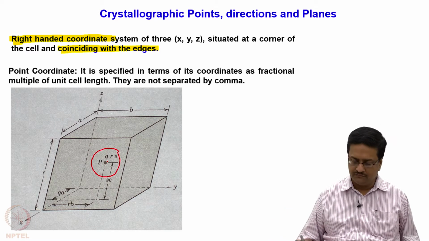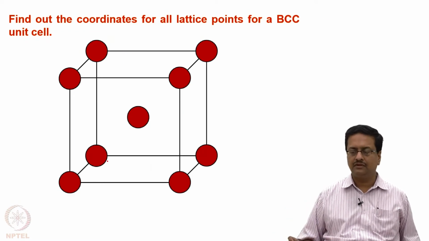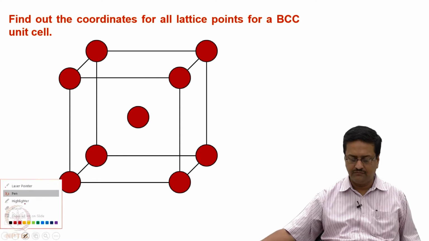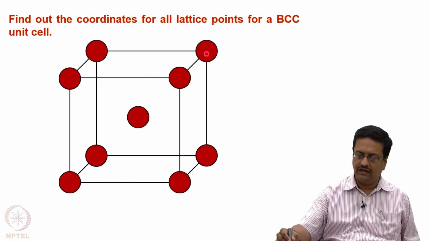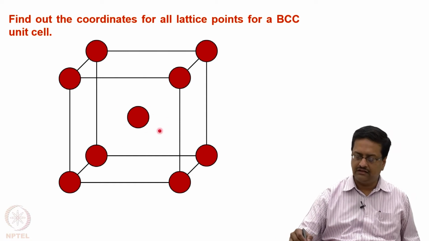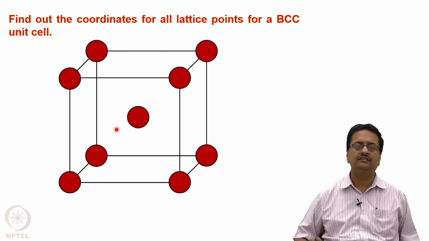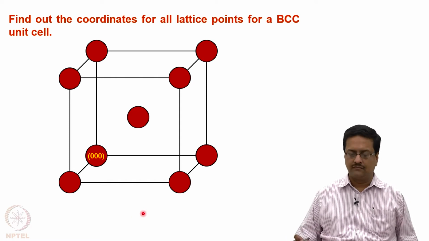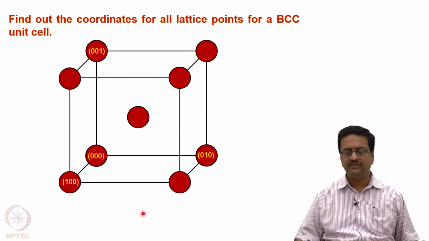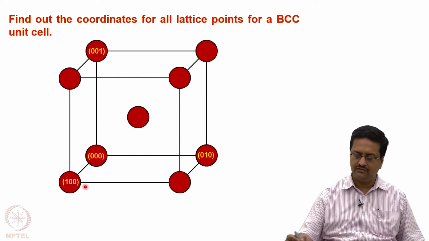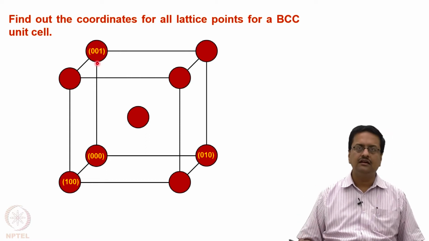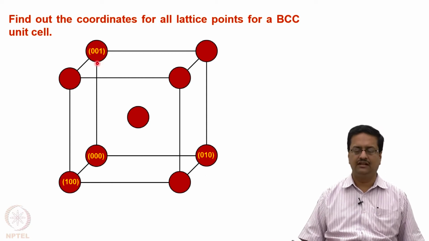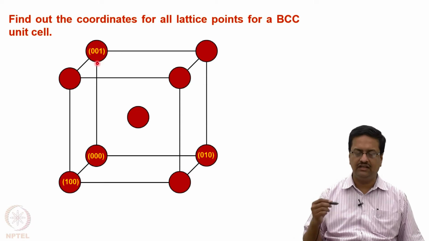a, b and c. In the case of a body centered lattice, we have atoms at the eight corners, as you can see, and an atom at the center of the lattice. What are the coordinates of those corners with respect to a given origin, which is 0, 0, 0? The ones which are 1 unit along x, 1 unit along y and 1 unit along z are designated as 1, 0, 0; 0, 1, 0; and 0, 0, 1, because those are 1 unit away from the origin.